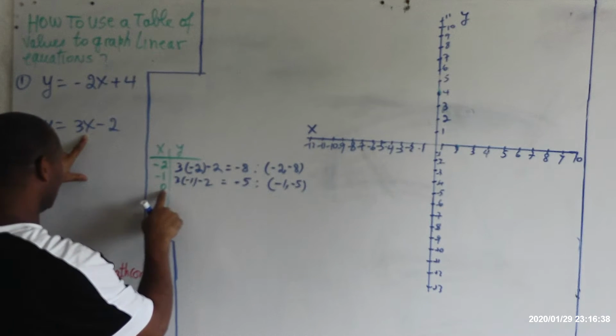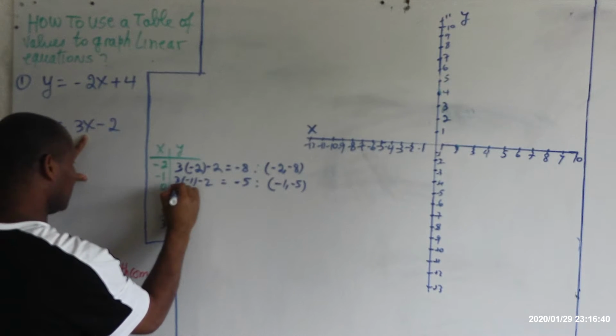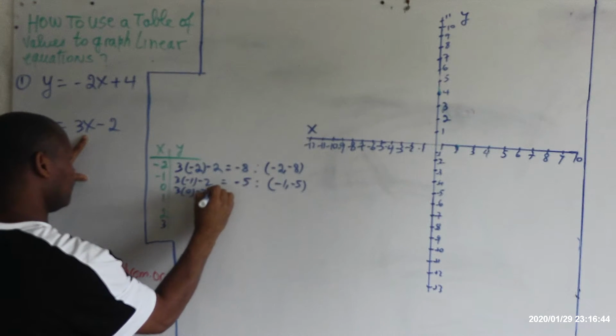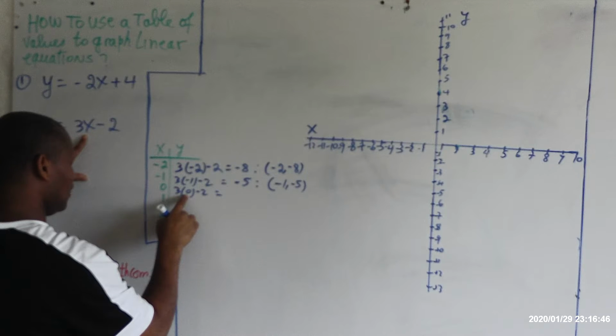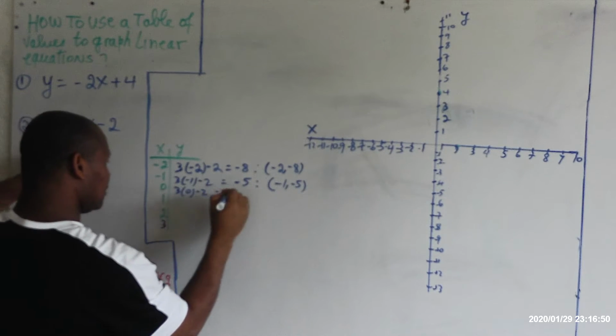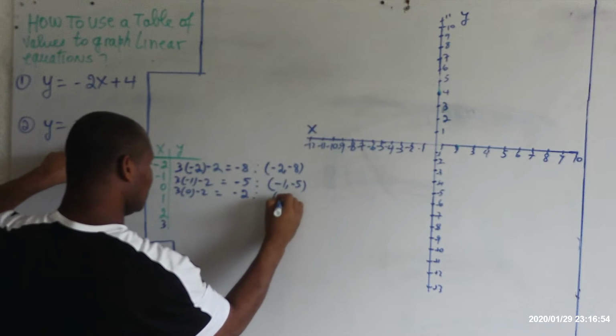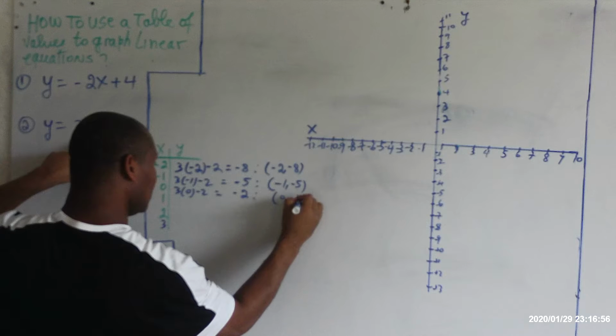So 0. Let's replace x by 0. 3 times 0 is 0. 0 minus 2, that's still minus 2. So the coordinate, that's going to be 0 and negative 2.